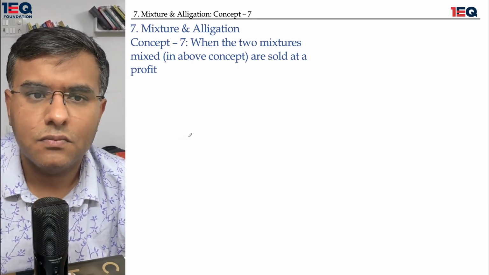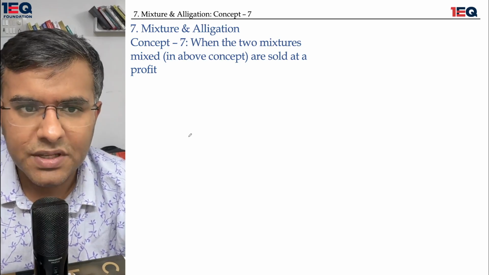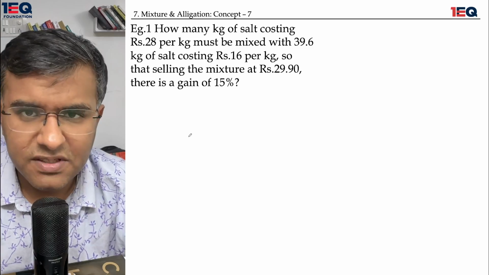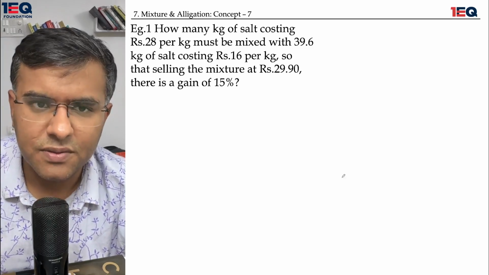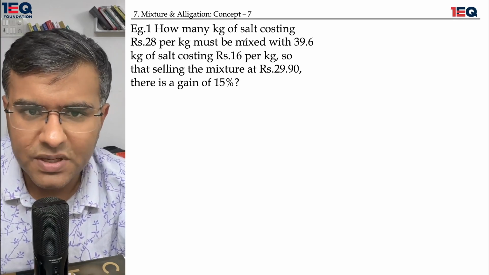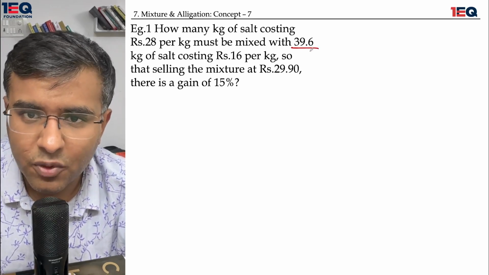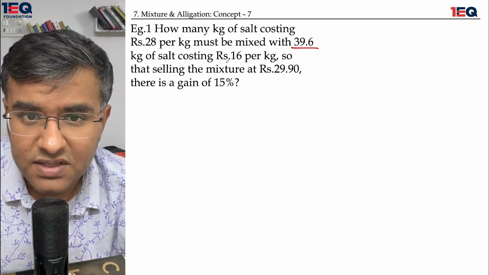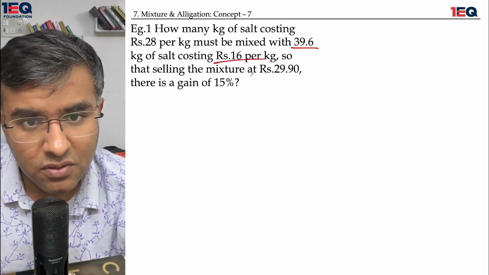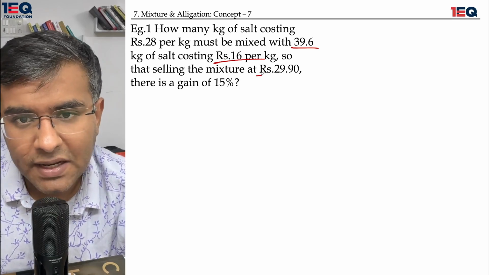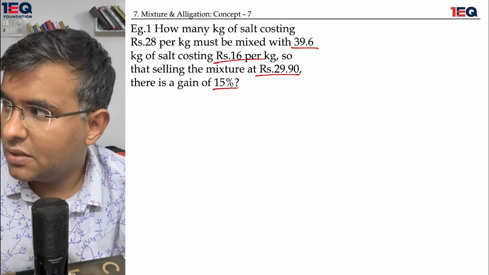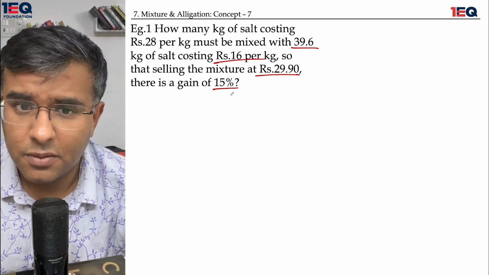Moving on. When the two mixtures mixed in above concept are sold at profit, okay, there is a possibility that there is profit in the mixtures. Read the question. How many kgs of salt costing 28 rupees per kg must be mixed with 39.6 kg of salt costing 16 rupees per kg, so that selling the mixture at 29.9, there is a gain of 15%.